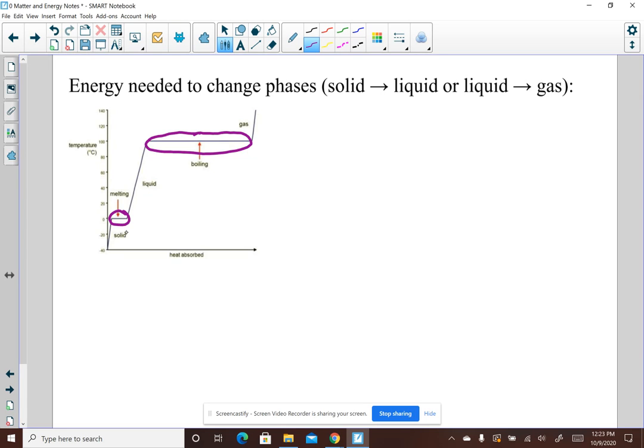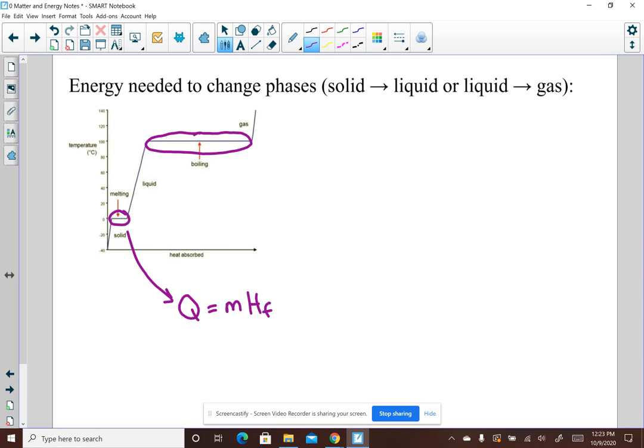The other two formulas that we need to memorize, they're different actually for melting and boiling. For melting, Q equals mass times HF. So heat of fusion is that value we talked about a little while ago.